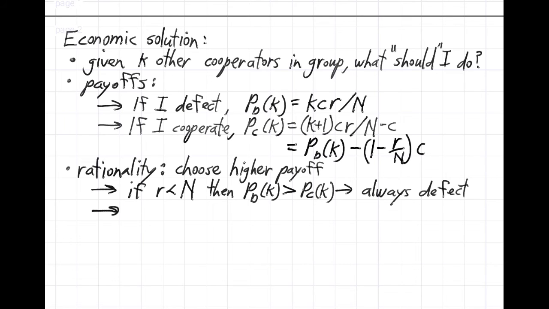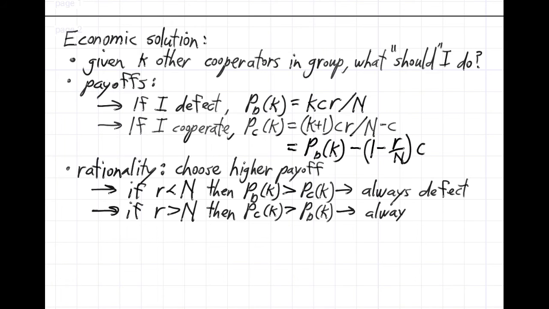Okay, the other case is if r is bigger than n, then things turn around. Then this whole term becomes positive, and P_C is bigger than P_D. So the rational thing to do then is always cooperate. Okay, that's all cool, but that kind of thinking may have surprised you a little bit, because we've been pushing these solution concepts like the Nash equilibrium for so long in this class.